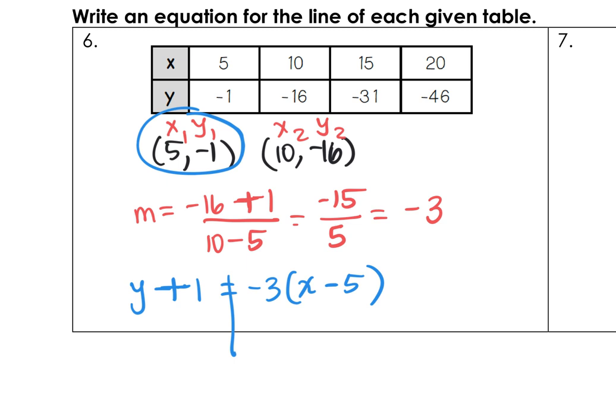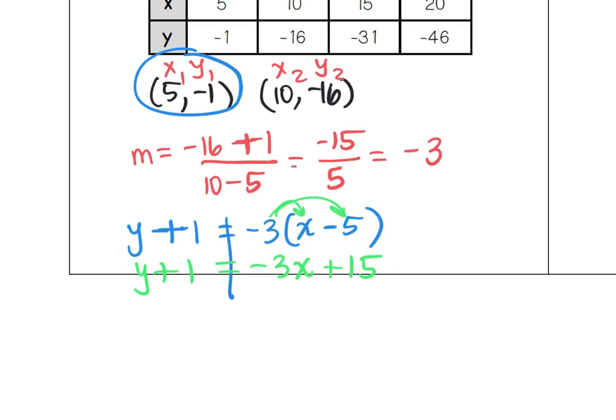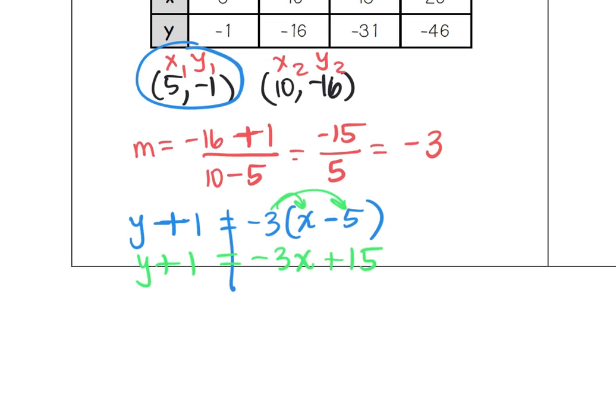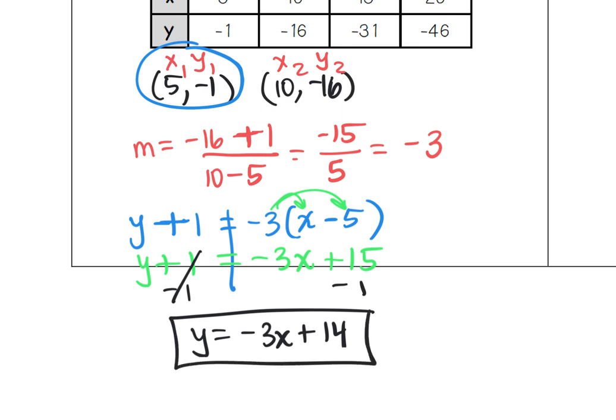Now we solve for y. So we're going to go ahead and distribute that negative 3. I'm going to bring down y plus 1 is equal to negative 3x plus the 15. So then all I have to do to get y by itself is subtract that 1, which means the equation for this line is y equals negative 3x plus 14.